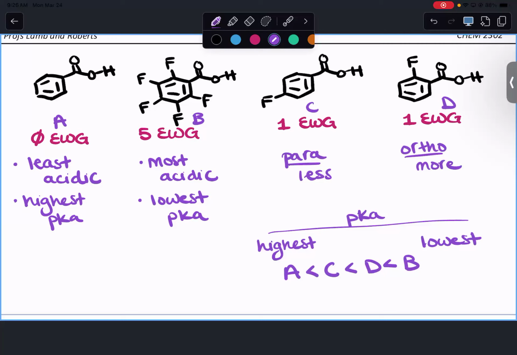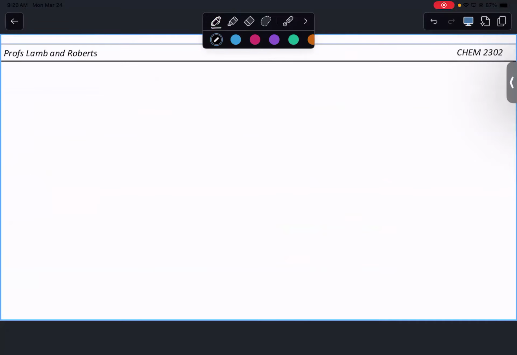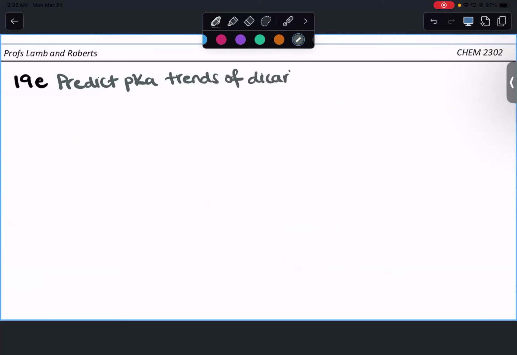All right, let's go ahead and move on. So let's segue a little bit out of benzoic acids and talk now about dicarboxylic acids. So this is learning objective 19E, and this is predict the pKa trends of dicarboxylic acids. Okay, and this is 19.8 in the textbook.